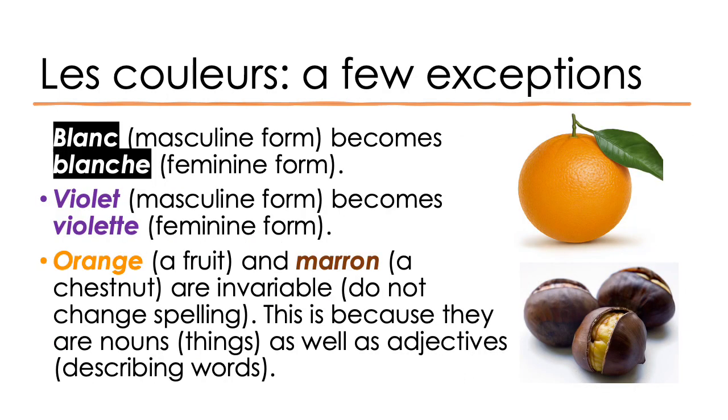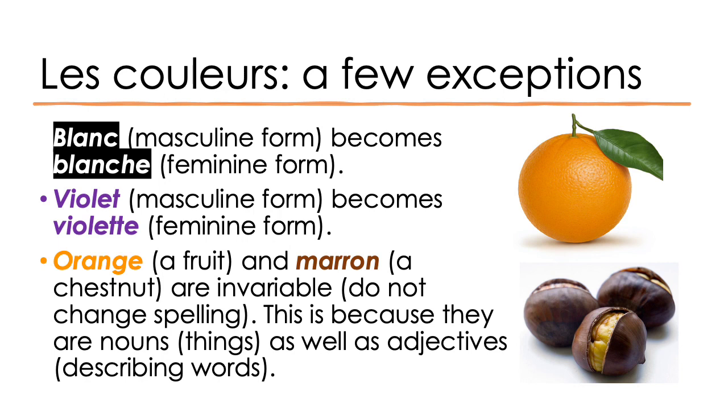There's a few exceptions we need to keep in mind. The word blanc, which is a masculine form of the colour white, becomes blanche in its feminine form. The word violet, which is the masculine form of violet or purple, becomes violette in its feminine form.